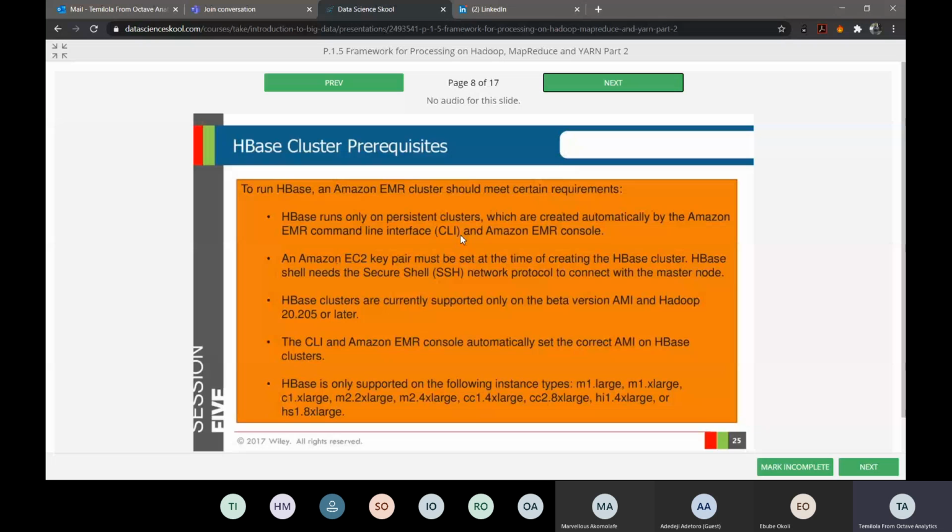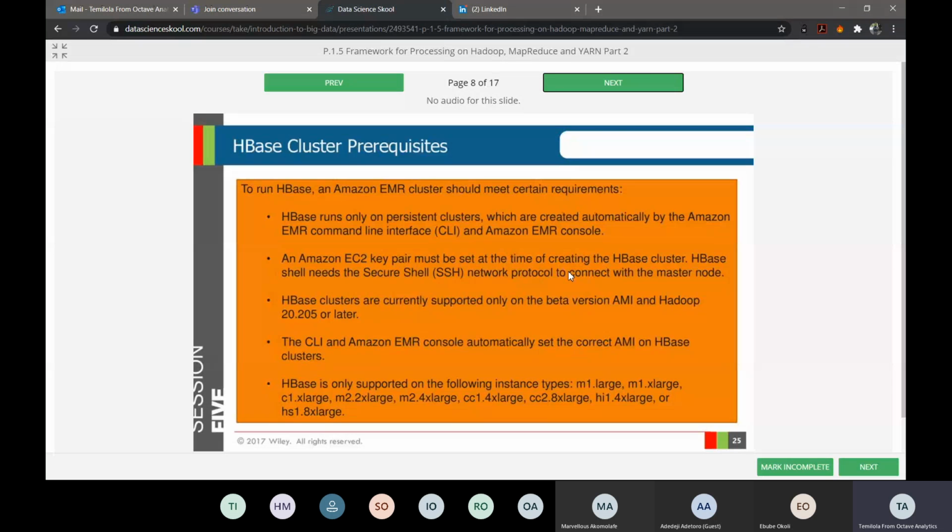So you can create your Enterprise MapReduce cluster using your Amazon CLI, your command line interface, or from your EMR console on AWS. Okay. Then it also tells us different prerequisites. Your EC2 key pair must be set at the time of creating the HBase cluster.